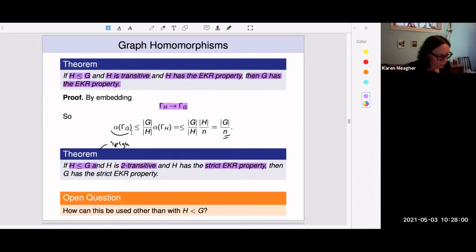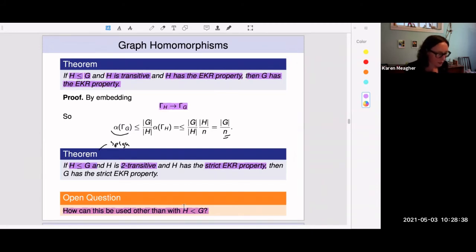Okay, so my open question here is how can we use this with other groups? If we have H as a subgroup of G, it's pretty easy to do the homomorphism. You just embed it. But I would like to see an example where you could get a bound on the co-clique of a big guy with some other type of homomorphism. This H doesn't have to be a subgroup. It could be any other group, a group where we know its EKR-itness easily, and then we can apply it to G. But I don't think I have any examples where this works.